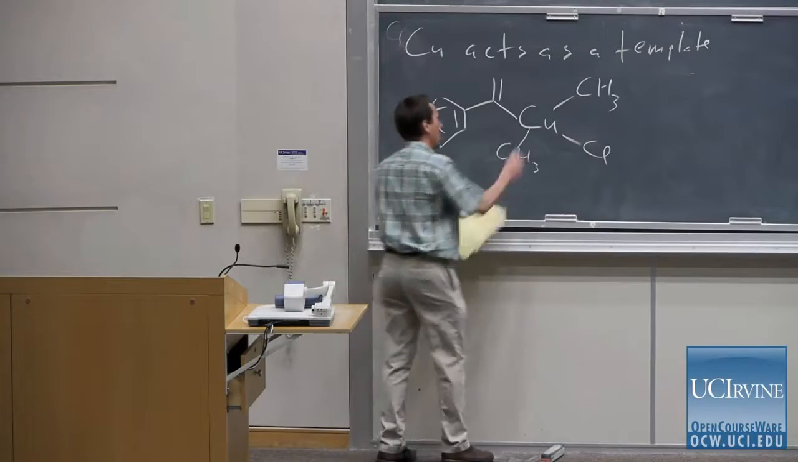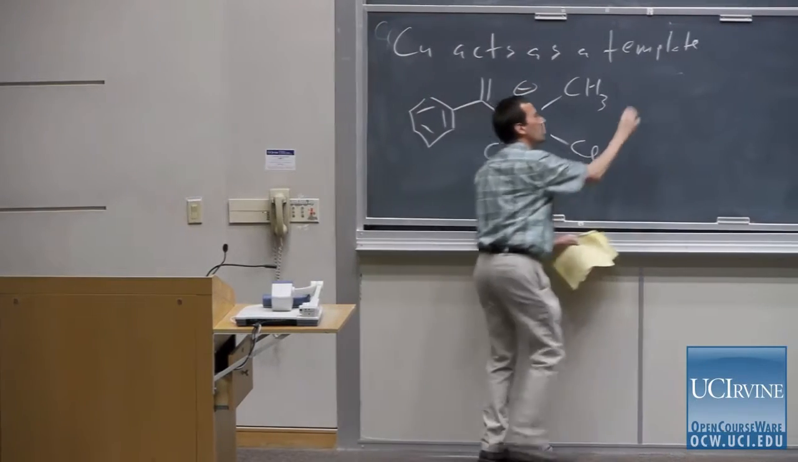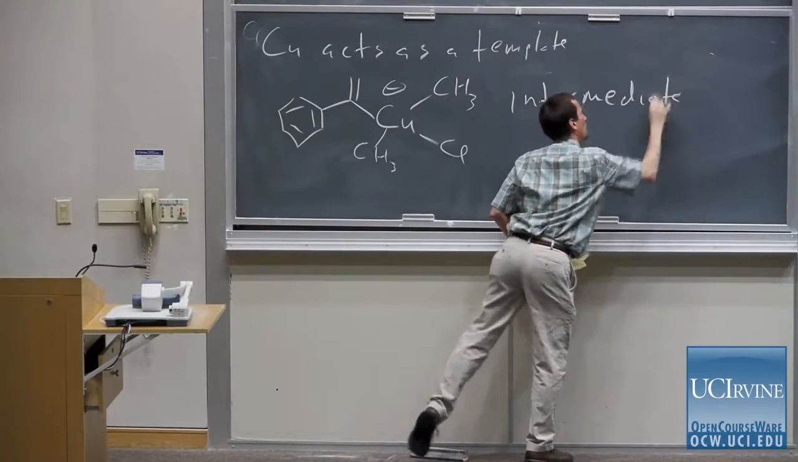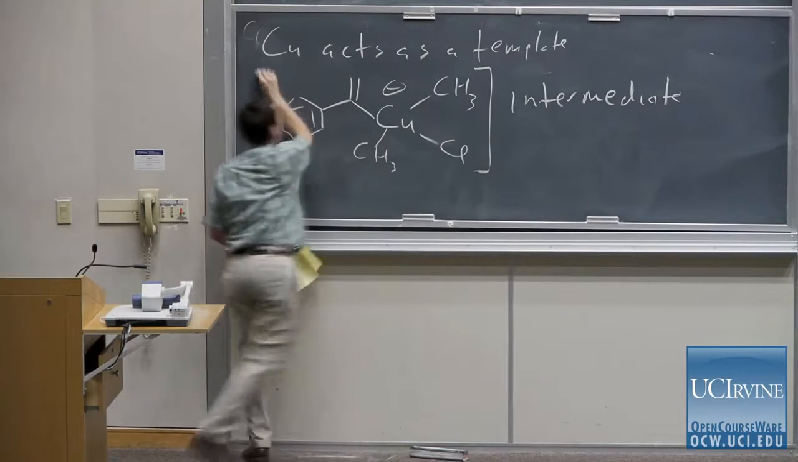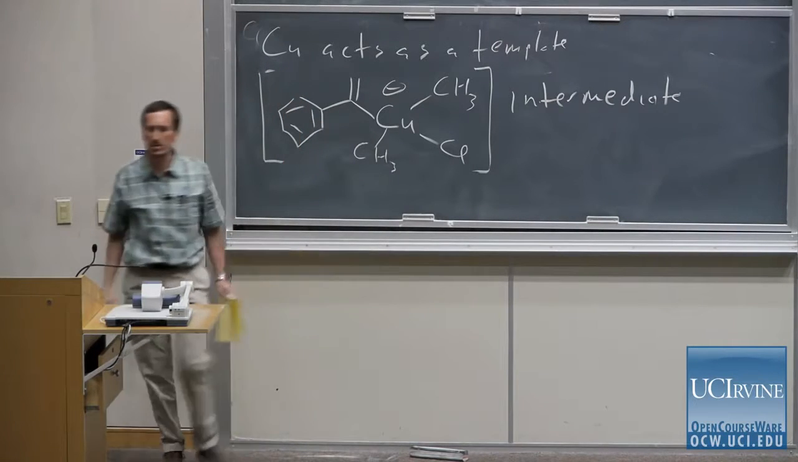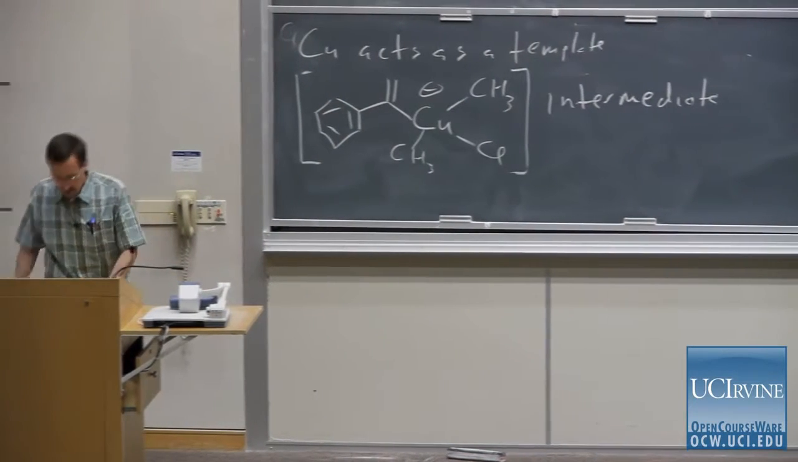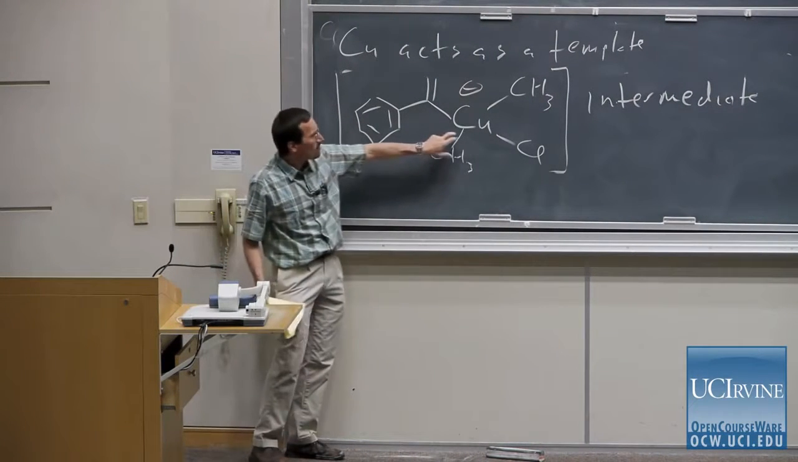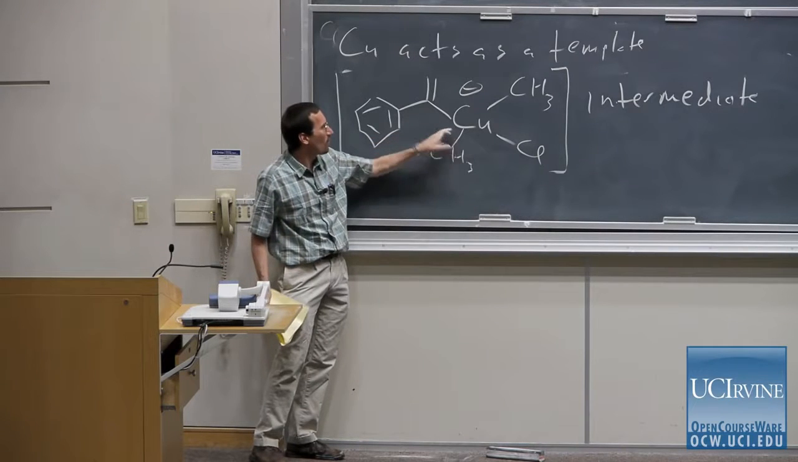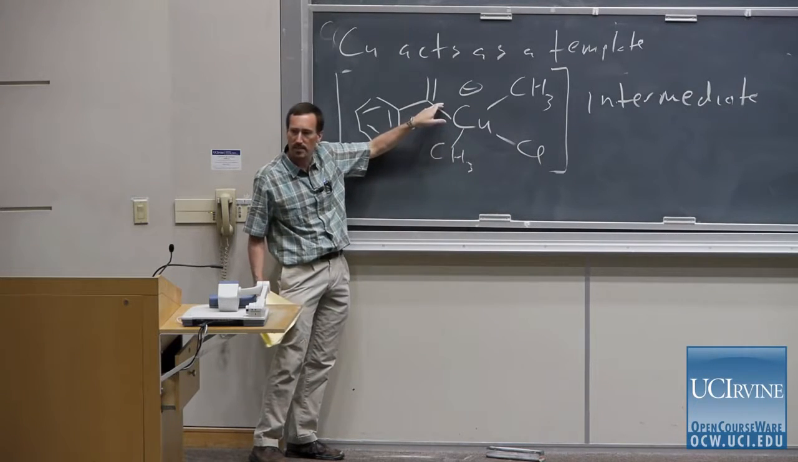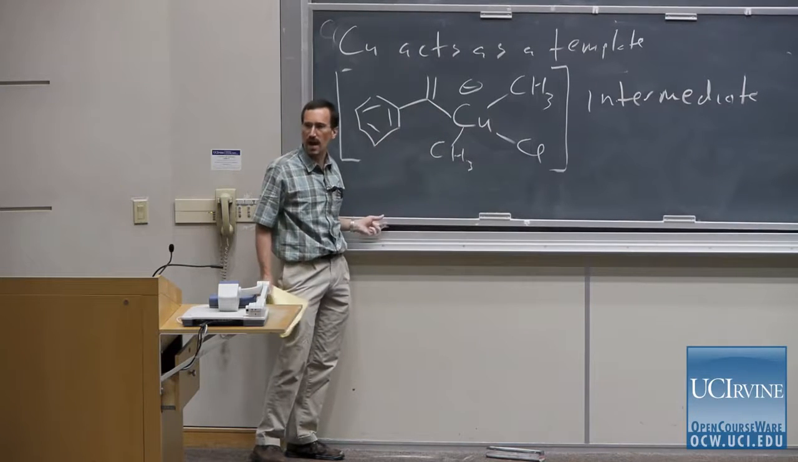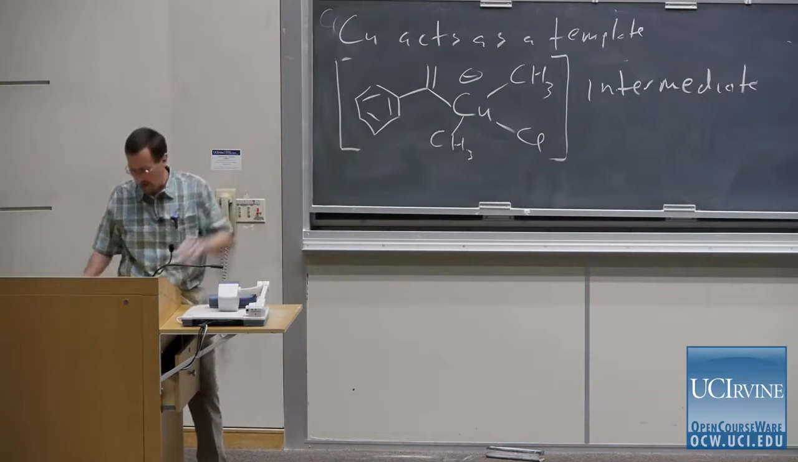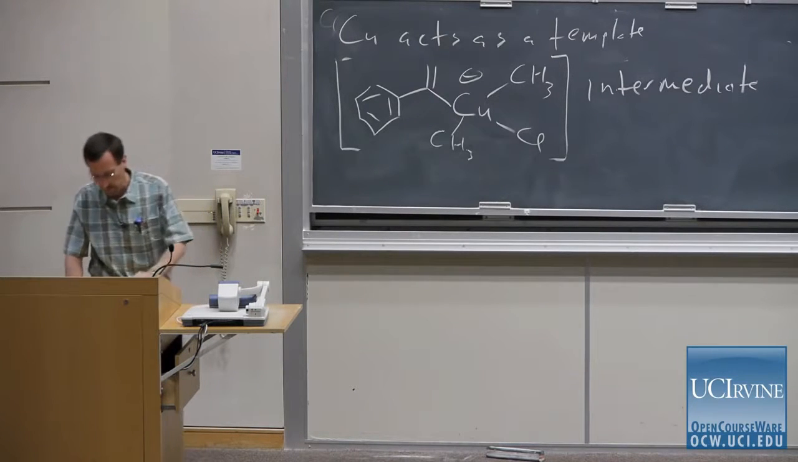The intermediate here, which I'll draw as such, maybe I'll put it in a bracket just to remind us that this is not a stable compound, that this is only an intermediate. This intermediate forms, and what it does now is the copper serves as a template for formation of a bond between the methyl and vinyl group. The copper brings those two together, very much like that sort of generalized reaction I wrote in the very beginning.